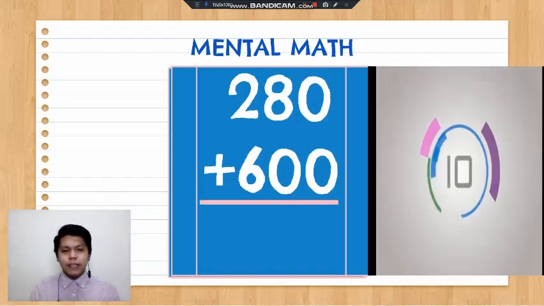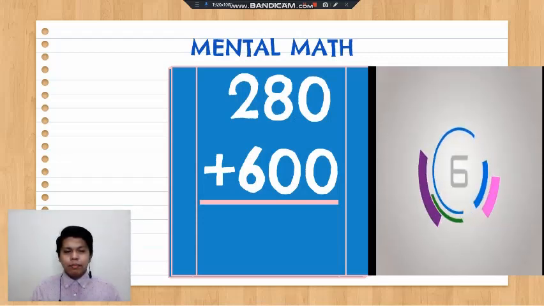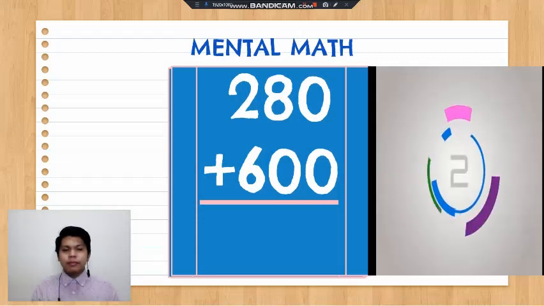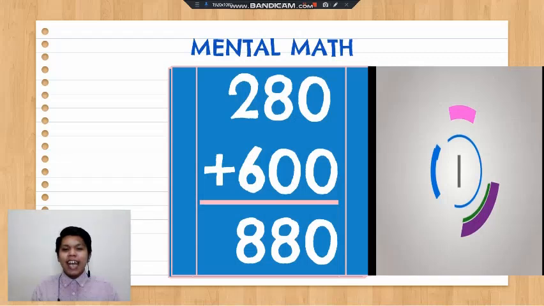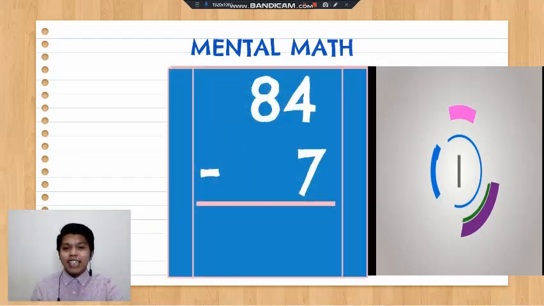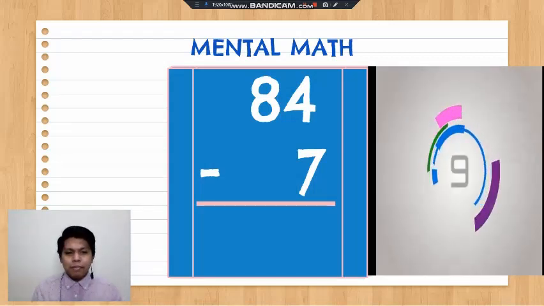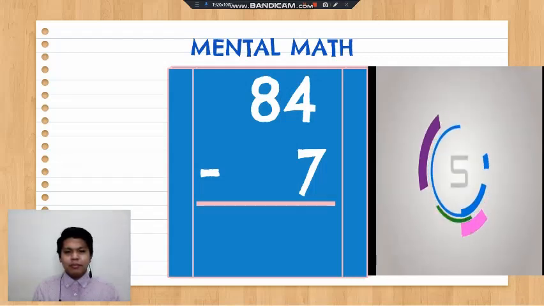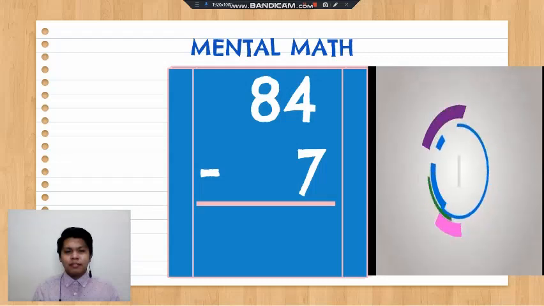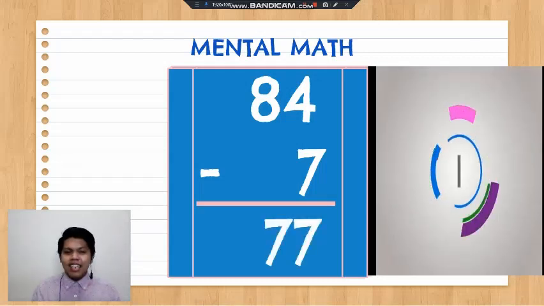Next, 280 plus 600. Answer, 880. Now for this time, you will concentrate only on the hundreds place, which is 2 again and 6. 880. Next, 84 minus 7. Answer, 77. Remember our subtraction facts. 14 minus 7 is 7. So the answer for this one will end up at 7.